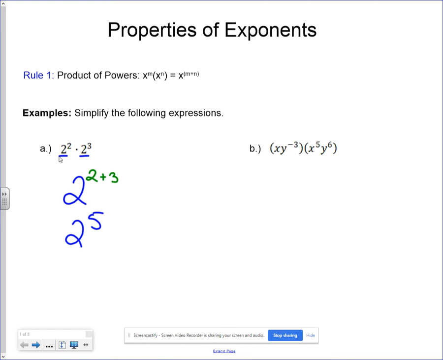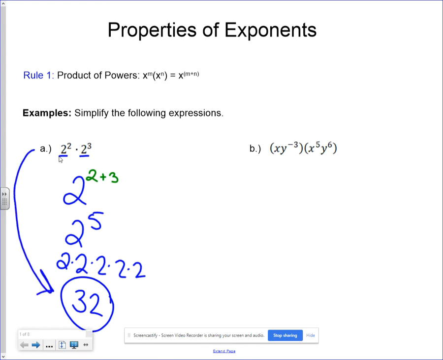Now, it asks you to simplify it. Since it says to simplify, we're going to do one more step further. What is 2 to the fifth power? That's 2 times 2 times 2 times 2 times 2. So 2 to the fifth power is 32. So 2 to the second times 2 to the third simplifies to 32.